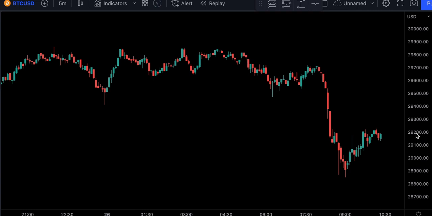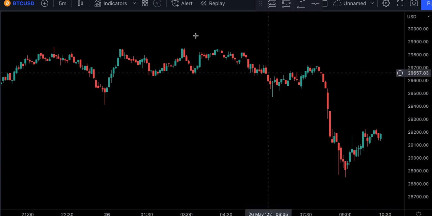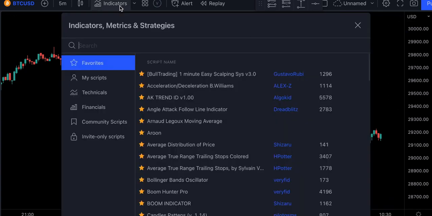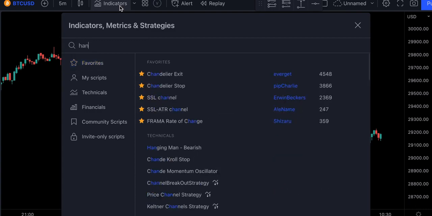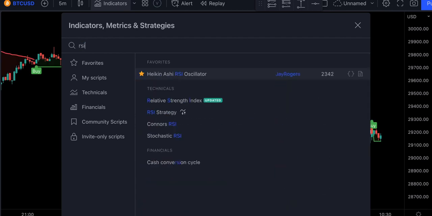This strategy consists of two free TradingView indicators, so let's go ahead and add them to our chart. For the first indicator, we will choose Chandelier Exit. This indicator by Everget. And for the second indicator, let's search for RSI. And we will add two of them.